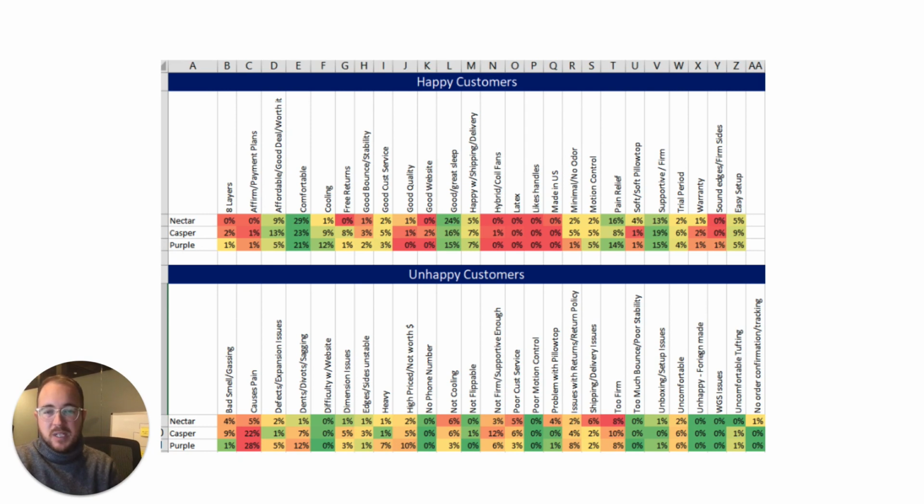And this is what it looks like. What we did here is separate out the happy customers and the unhappy customers, and you can see a bunch of different themes. Of our happy customers from Nectar, 29% of total reviews reference comfort, yet with Casper and Purple it was only 23%. When you look at cooling, people that buy Purple seem to think Purple does a really good job at that. So you can start seeing some patterns here.